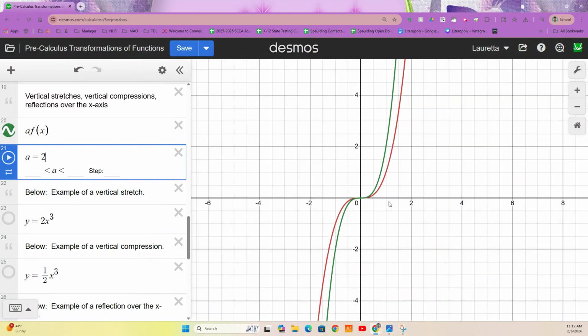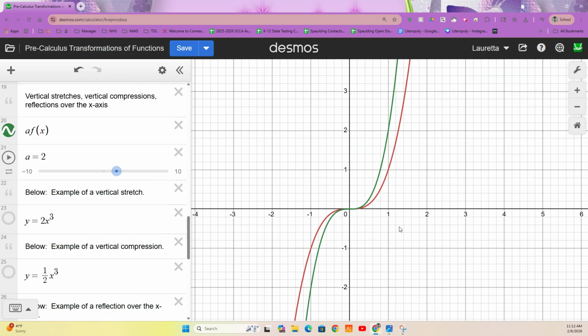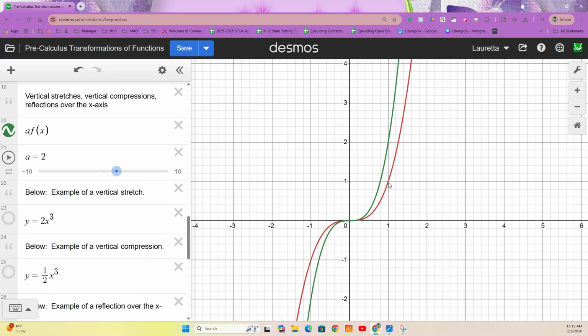If we look at the red, we have the point 1, 1. If we look at the transformed function that has been vertically stretched by a factor of 2, that means for the same x-coordinate, the y-coordinate is now going to be twice as high. So instead of 1, 1, on our transformed function, we have the point 1, 2. Because 1 times 2 is 2.